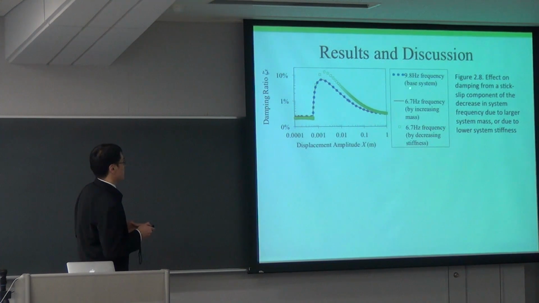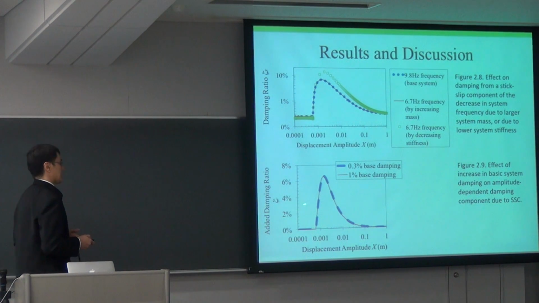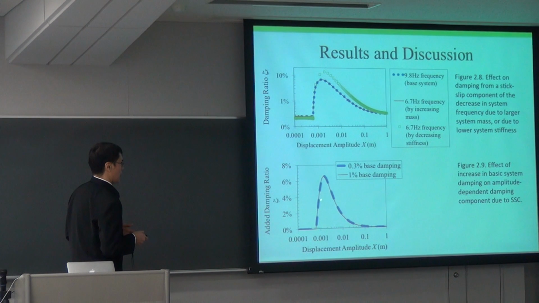I also changed the frequency of the basic system, first by increasing mass. The blue dots are the basic system, 9.8 Hertz. When I decrease the frequency by increasing mass, you can see there's no change in the damping due to the stick-slip component. But when I decrease the stiffness to decrease the frequency, you can see there's an increase in the damping due to the stick-slip component. So the stiffness of the main structure has an effect. But the damping of the basic structure actually doesn't have an effect. Here I changed it from 0.3% to 1%.